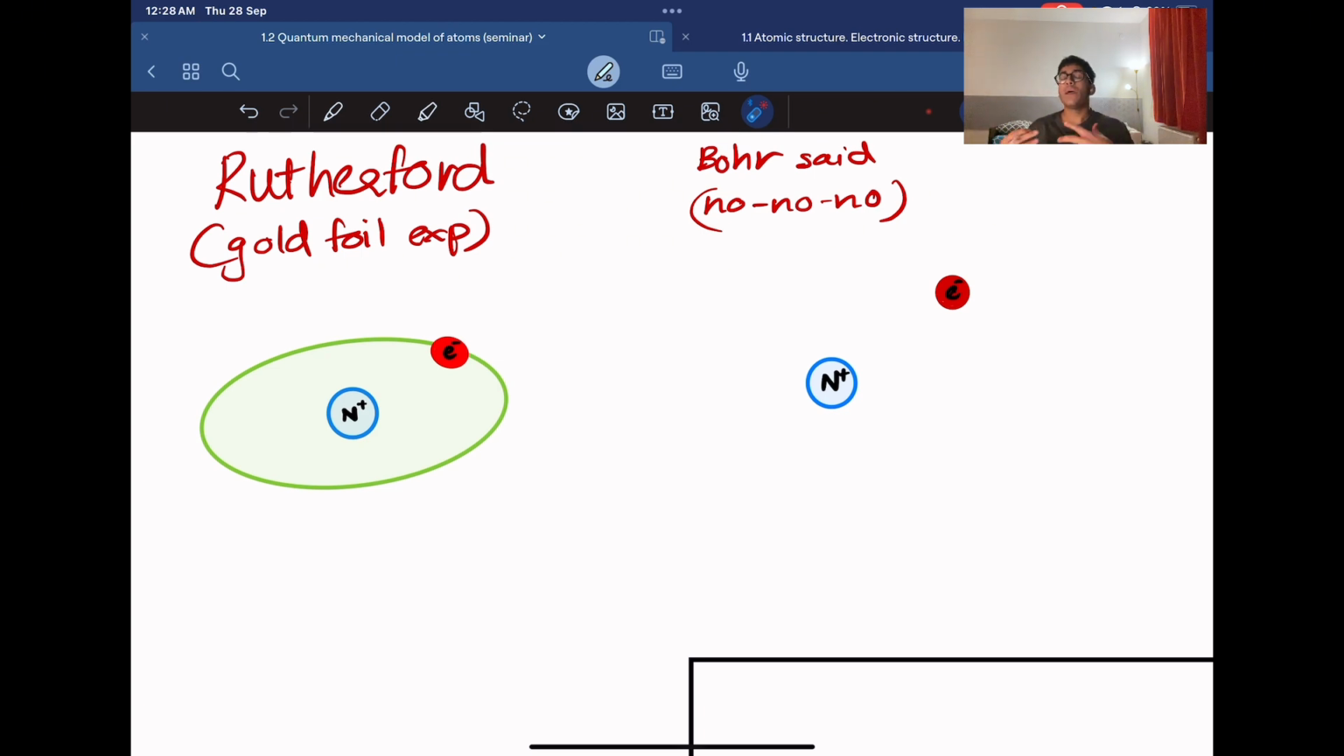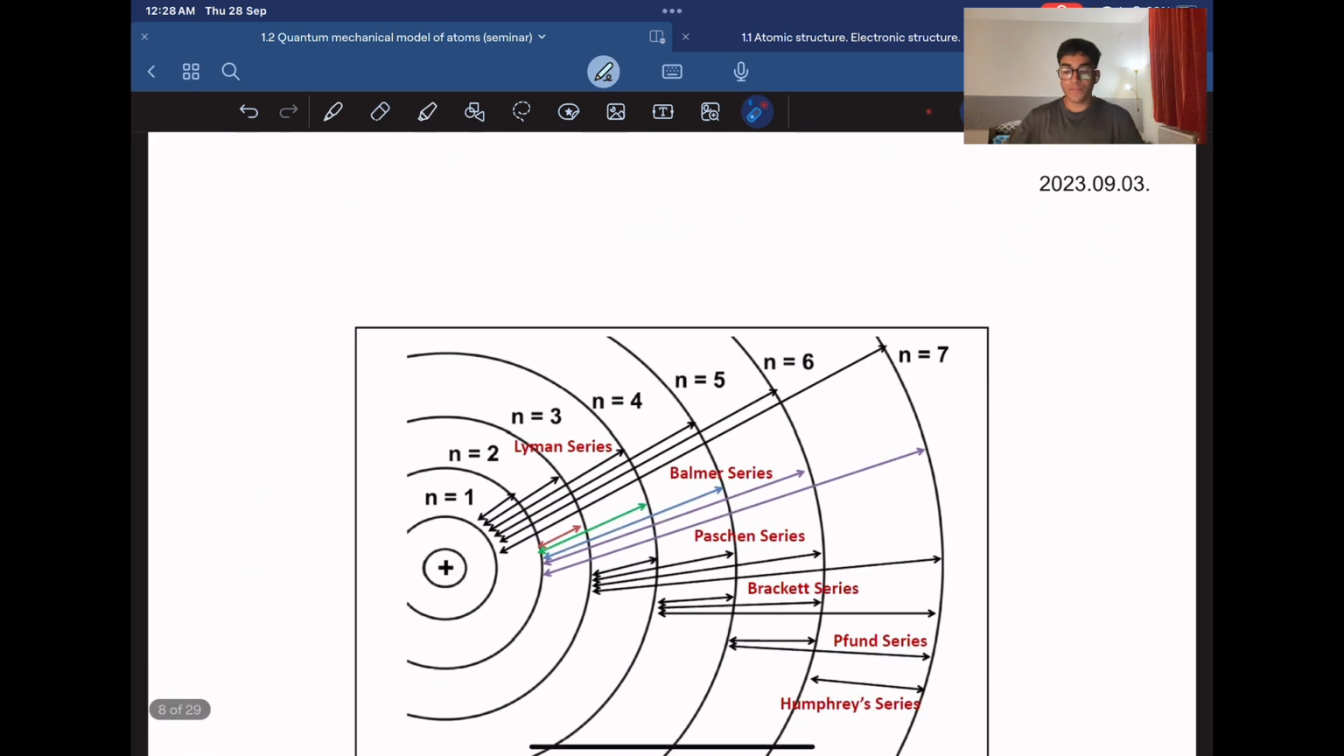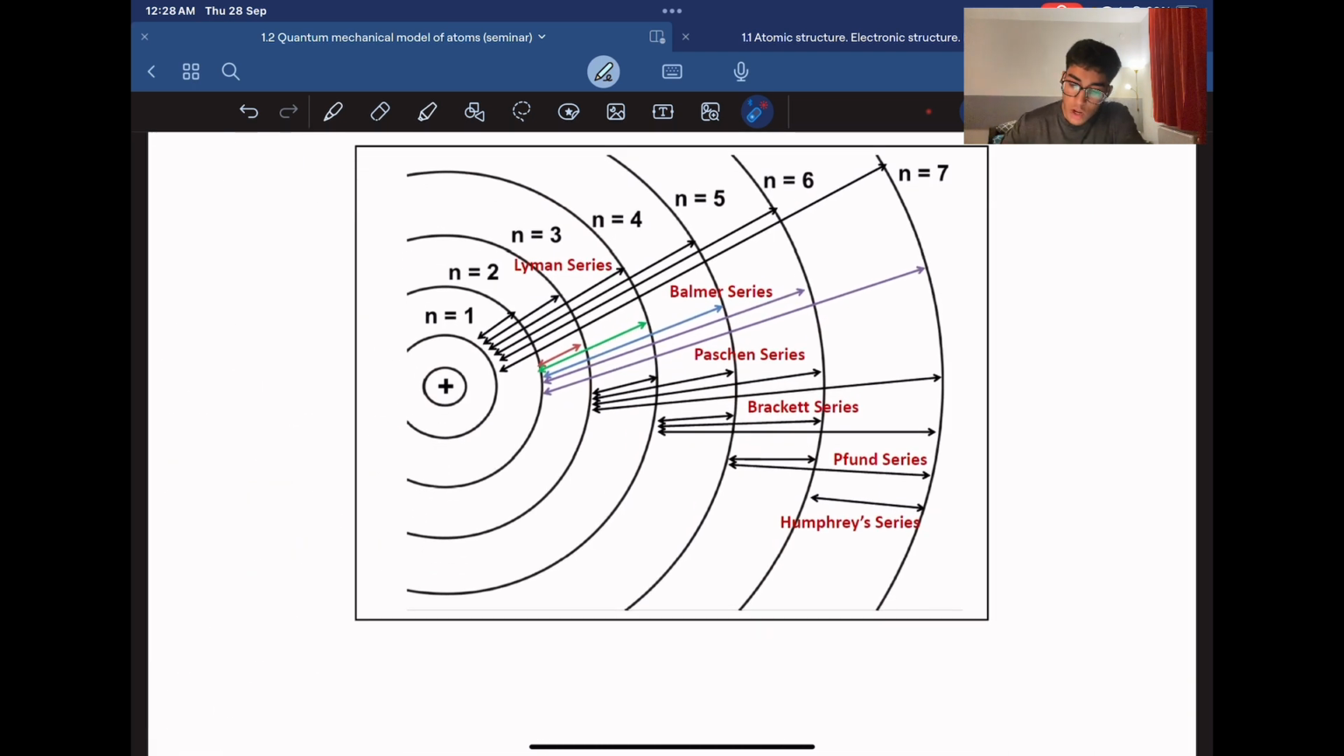So Bohr said, let me make my own model. Okay, so he made it. So let's see what he proposed, and this is what we use many a time to explain a lot of our topics, which would be hard to grasp if we used the quantum mechanical model, because that's like next level. So although this is disregarded, we still use this to explain the concepts. So this is the model that he created.